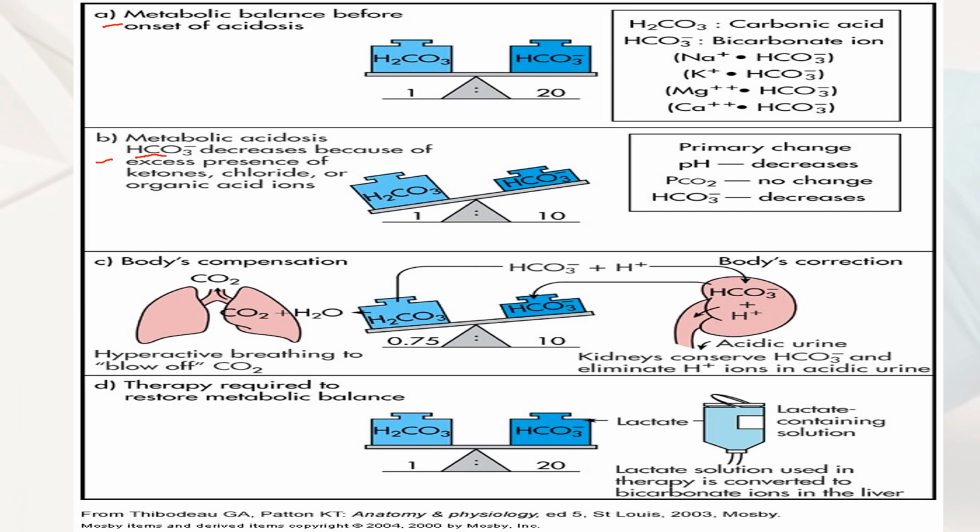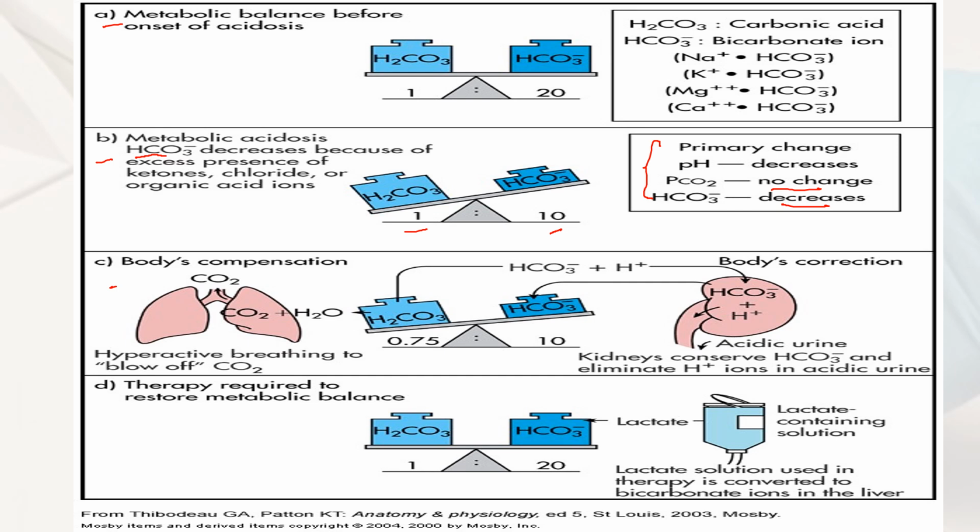So we can see the ratio. The carbonic acid level is normal, but the bicarbonate ion decreased from 20 to 10. So what are the primary changes? The pH will be decreased, partial carbon dioxide level has no change, whereas the bicarbonate is decreased. Then body compensation is hyperactive breathing to blow off carbon dioxide.